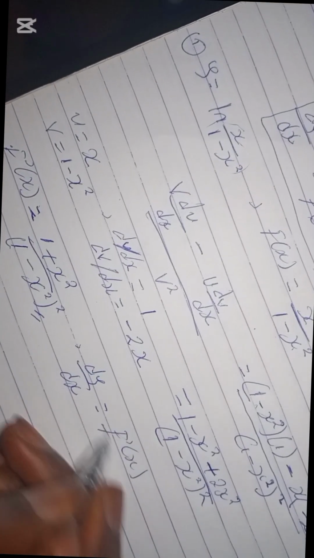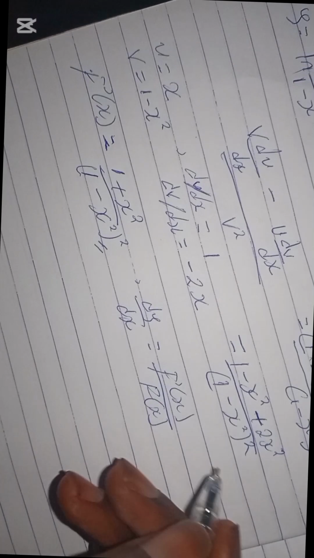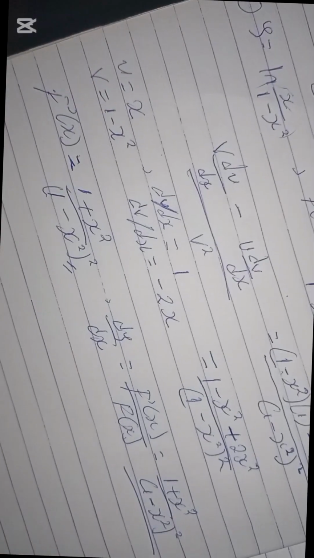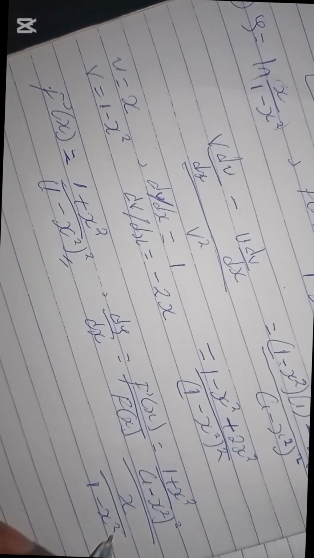So the logarithm formula is dy/dx equals the first derivative over the function of x. So what's our first derivative? Our first derivative is 1 plus s squared over 1 minus s squared, and the function of x is x over 1 minus s squared.